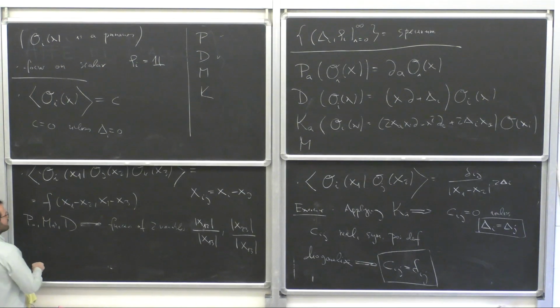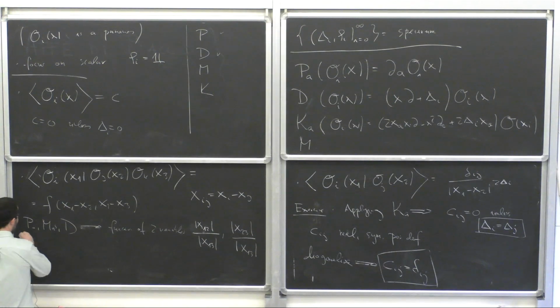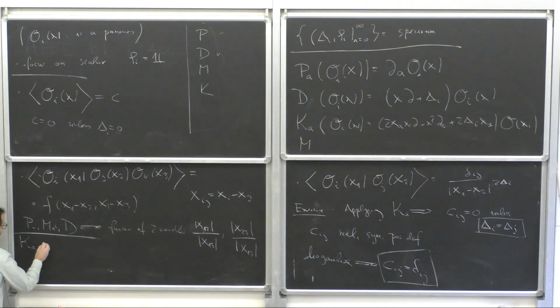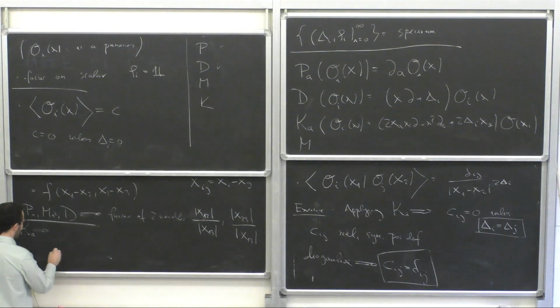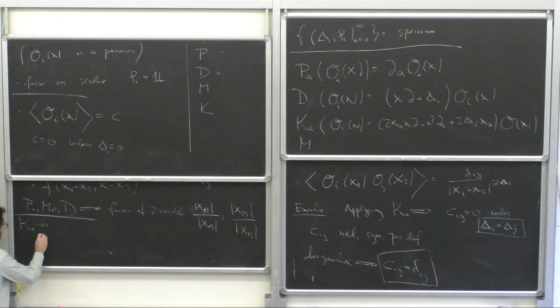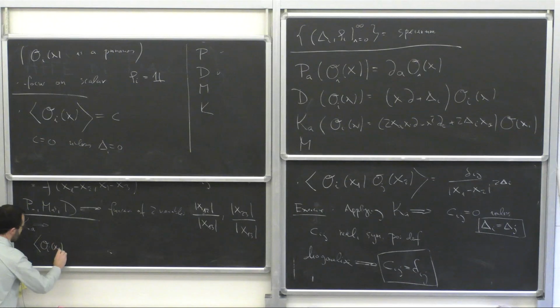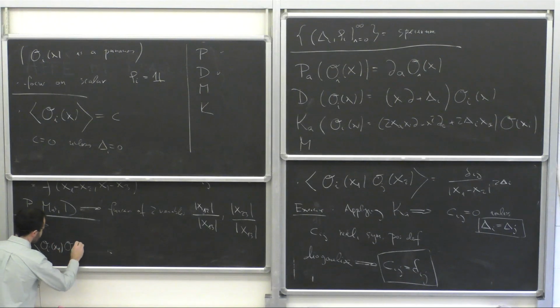And so what's the answer? If we use K, then we find the following beautiful formula for the 3-point function.